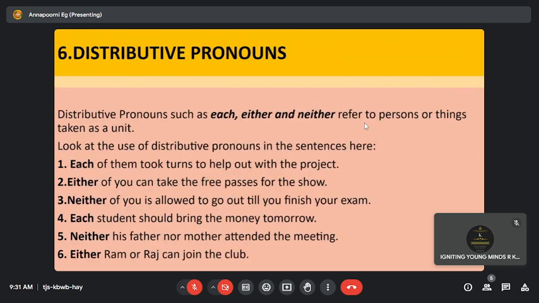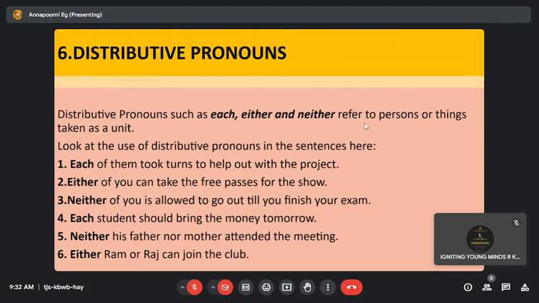Next is distributive pronouns. So in this topic, you will learn only 3 words: each, either and neither. Distributive pronouns such as each, either and neither refer to persons or things taken as a unit. So people को या चीज़ों को डिनोट करते प्रोनाउंस को डिस्ट्रीब्यूटिव प्रोनाउंस बोलते हैं. ये 3 डिस्ट्रीब्यूटिव प्रोनाउंस हैं, each, either and neither. सिर्फ 3 हैं. Okay. So now look at the use of distributive pronouns in the sentences.